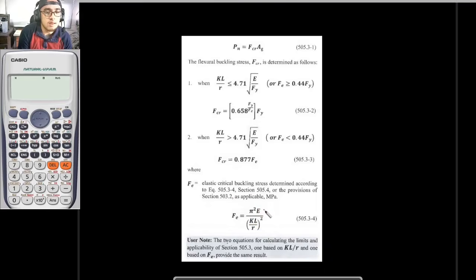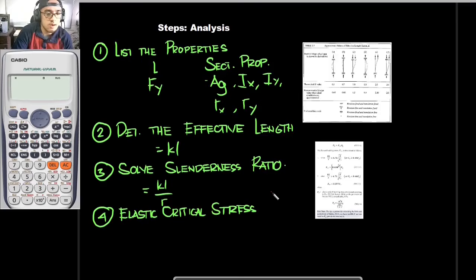Then as for E, that is to be your modulus of elasticity, and in most cases, our modulus of elasticity would be 200 gigapascal for steel. So that is to be 200,000 megapascal. So it would depend on the problem, but that would be the most common value for our modulus of elasticity. So that's Fe. So solve for Fe.